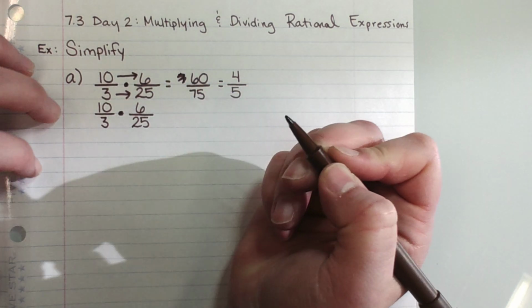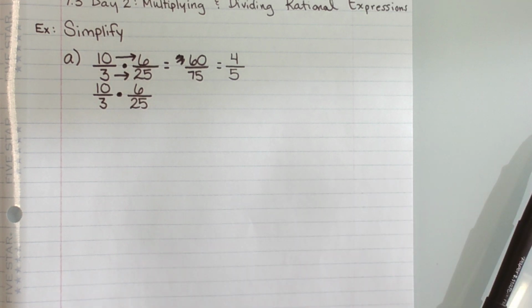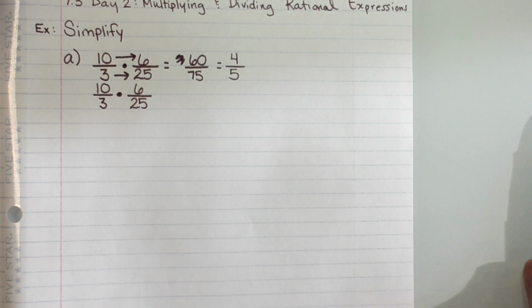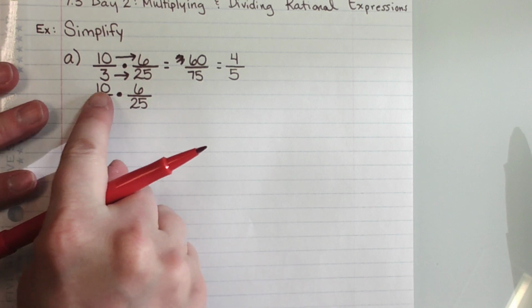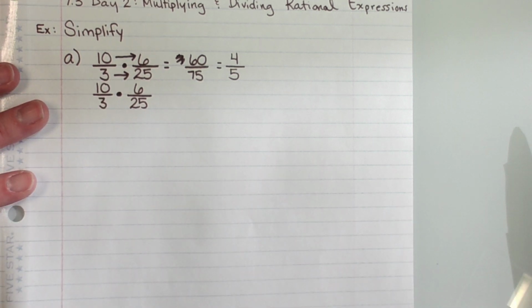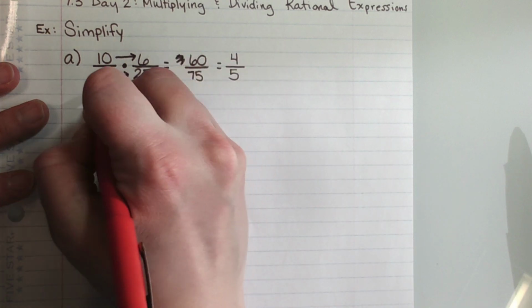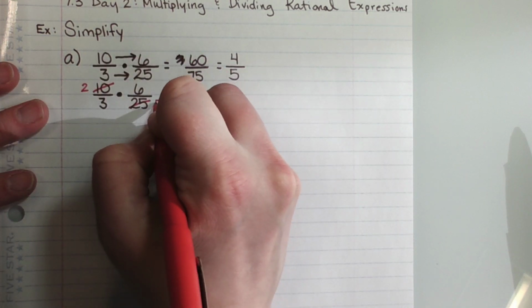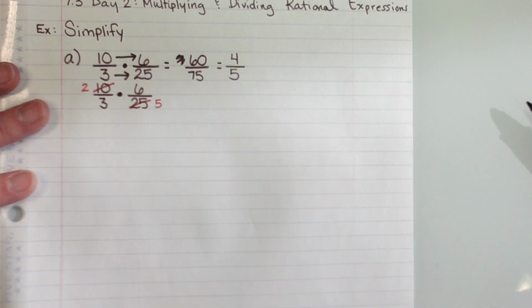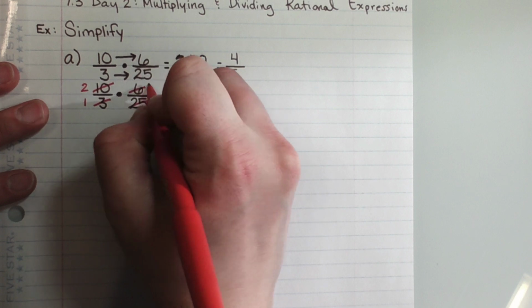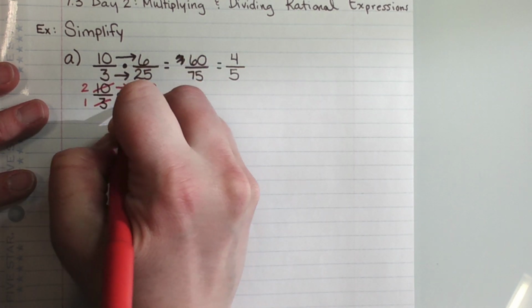One thing that can help make life a little bit easier when multiplying is you can simplify as you go. If you know the 10 and the 6 are going to end up in the numerator together, multiplied together, and so are the 3 and the 25 in the denominator, you can simplify things on top with things on bottom. For example, I notice a 10 on top and a 25 on bottom. What do they both divide by? 5. Leaves me with a 2, leaves me with a 5. And I notice a 3 on bottom and a 6 on top. What do they both divide by? 3. Leaves me with a 1, leaves me with a 2, and then I multiply straight across.